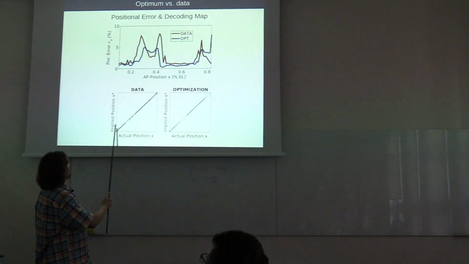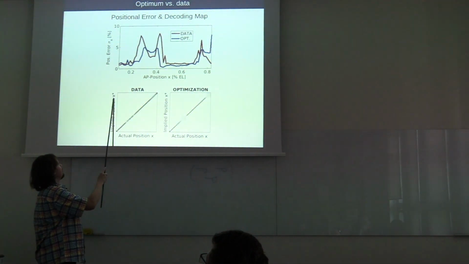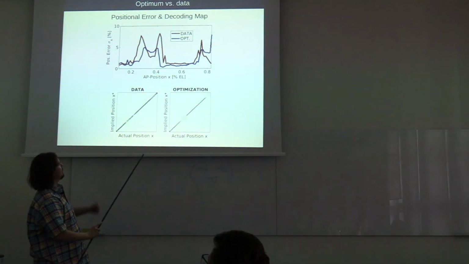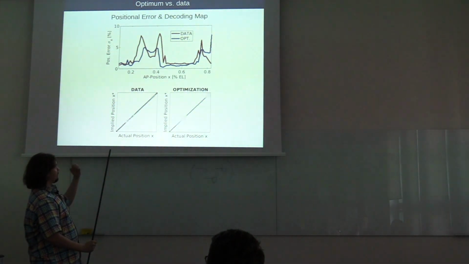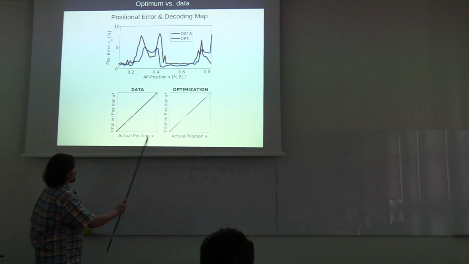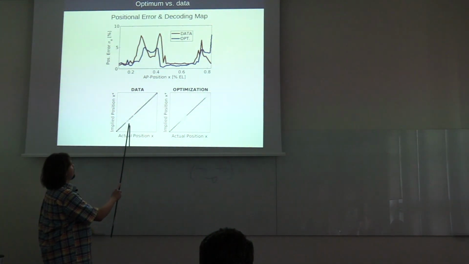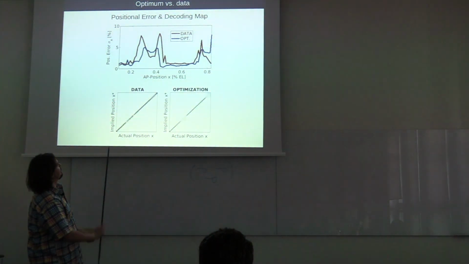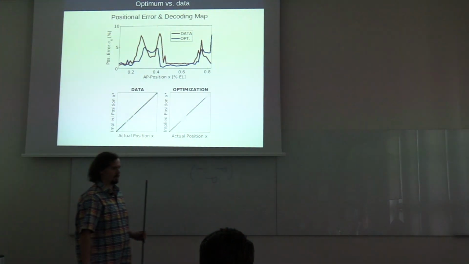We can also look at the decoding maps, which is the implied or inferred position that the nucleus can read from this noisy pattern versus the actual position where it's located. And also you can see some good correspondence between the data and the optimized pattern here.